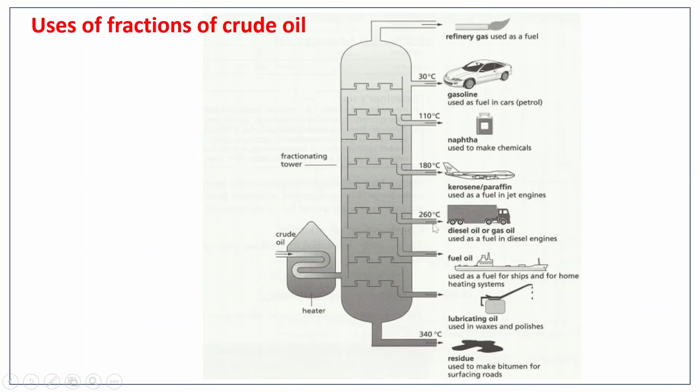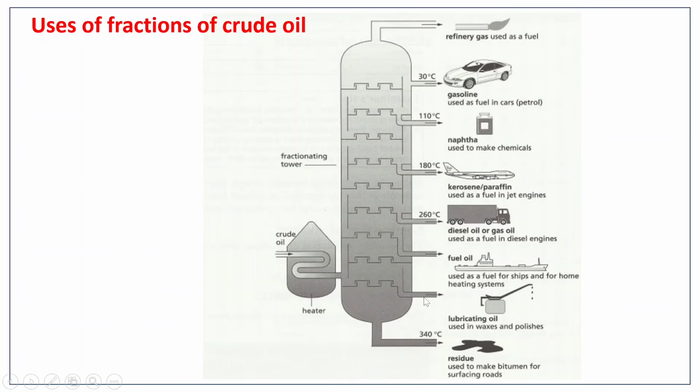Then the fifth fraction produced here is known as diesel oil or gas oil. This diesel or gas oil which comes out from here is used as fuel in diesel engines such as trucks, buses, etc. Then the sixth one is known as fuel oil. This fuel oil is used as fuel for ships and for home heating systems.